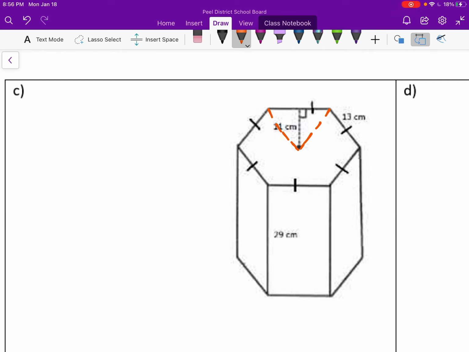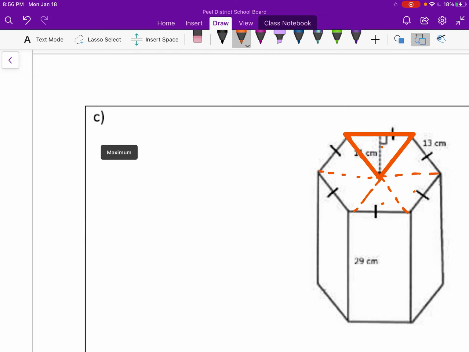Sorry, just give me 1 second. Trying to figure out how to make this look nice. 2. So you have 1, 2, 3, 4, 5, and 6. So a hexagon has 6 sides. You could say that it has 6 triangles that make it up, right? So if we find the area of that one triangle there, right? We can now find the area of the entire hexagon by multiplying it by 6.